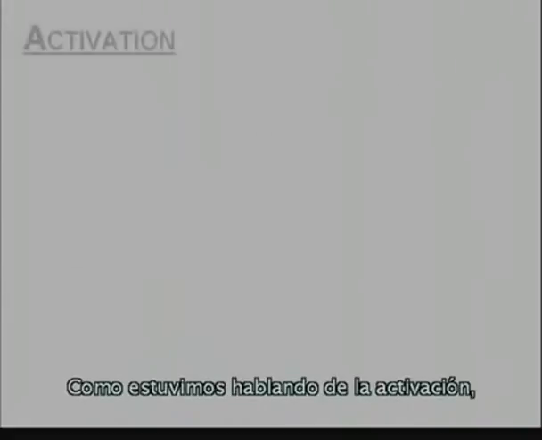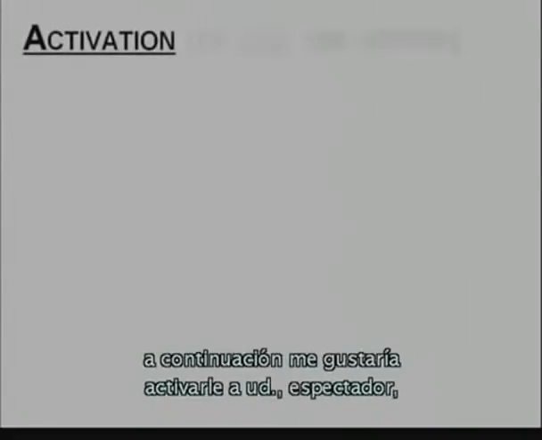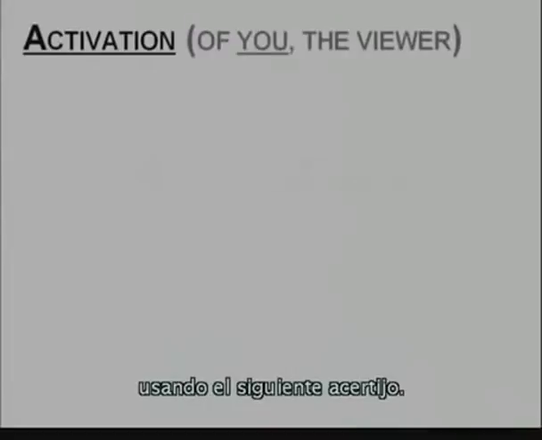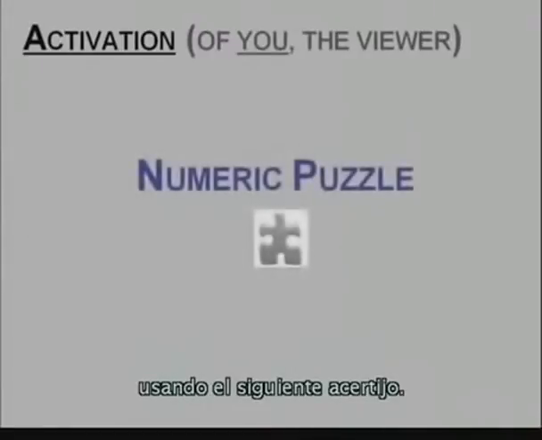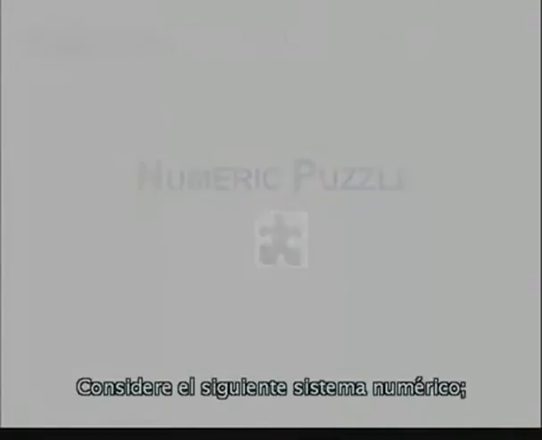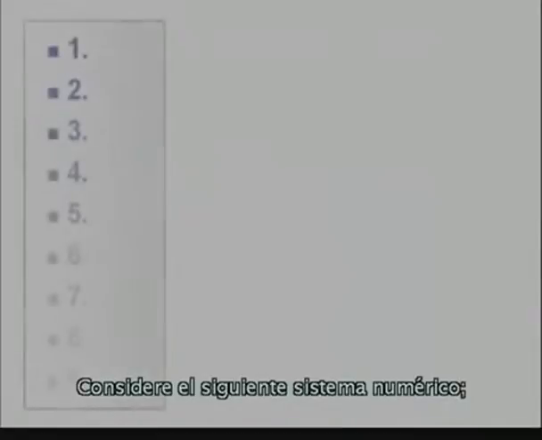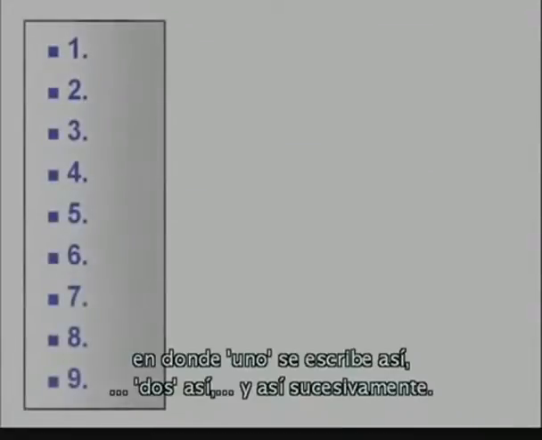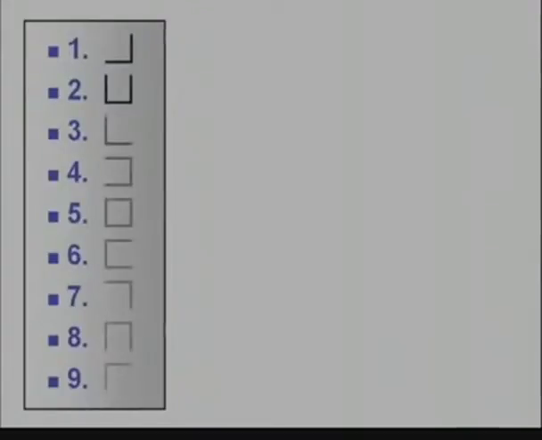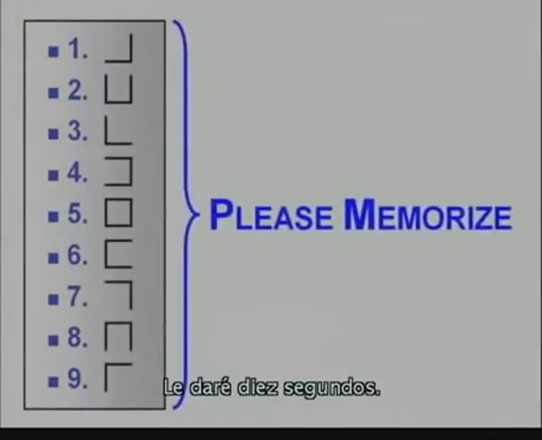Since we were talking about activation, I'd like to activate you, the viewer, using the following puzzle. Please consider the following numeric transcription system, where 1 is written like this, 2 like this, and so forth. I'll give you 10 seconds.